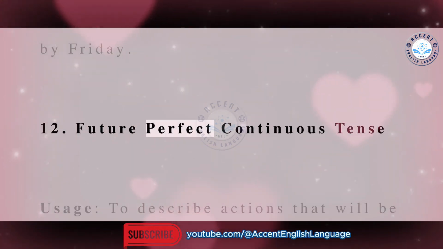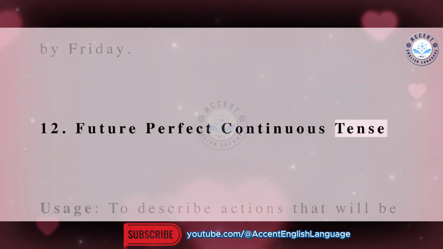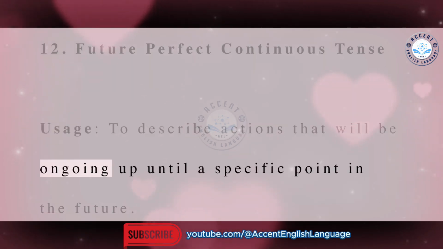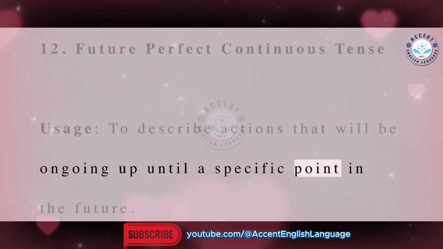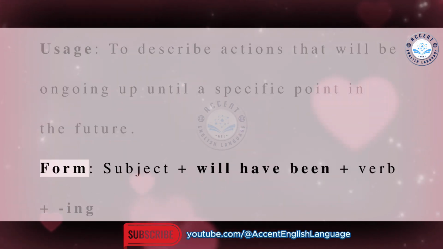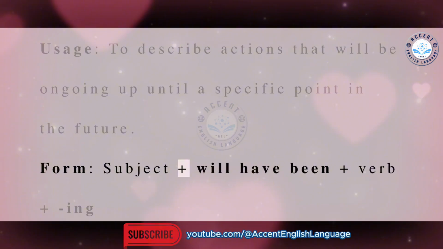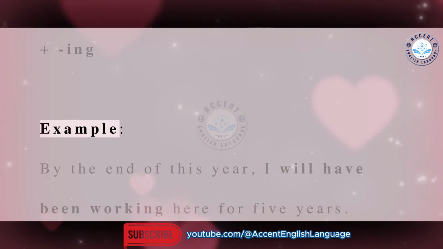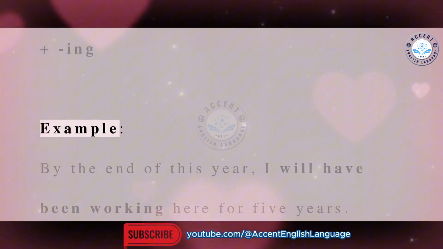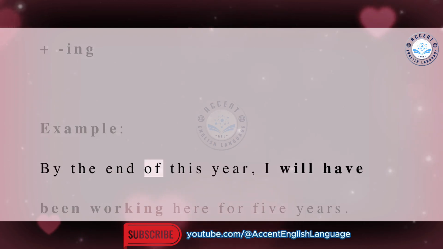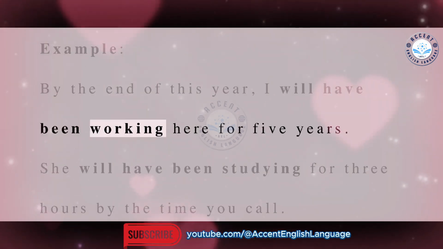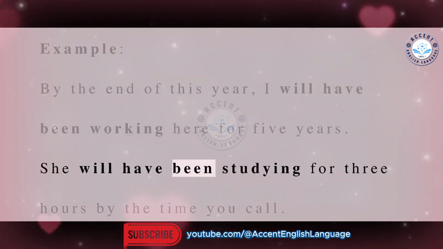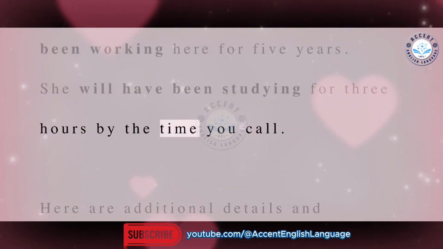12. Future perfect continuous tense. Usage: to describe actions that will be ongoing up until a specific point in the future. Form: subject plus will have been plus verb plus ing. Example: By the end of this year, I will have been working here for 5 years. She will have been studying for 3 hours by the time you call.